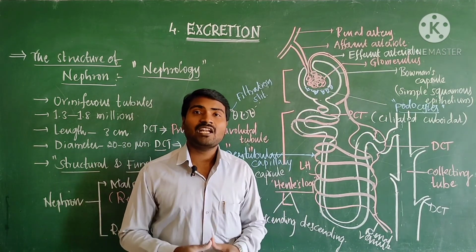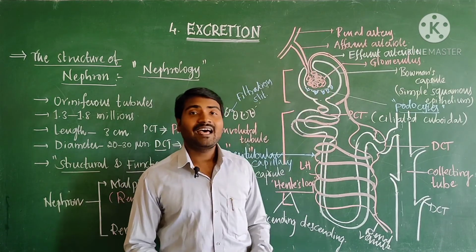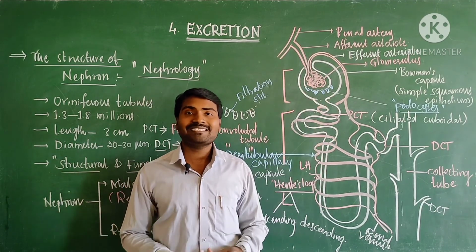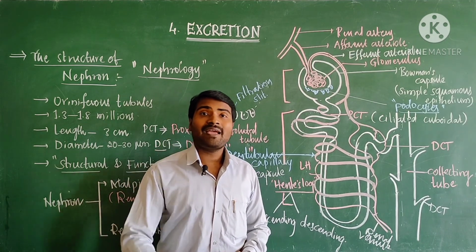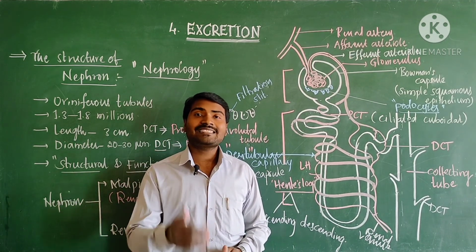So formation of urine occurs in the nephron, especially in the Bowman's capsule region. So how does urine formation take place? What is the mechanism of urine formation? We'll discuss in the next class.